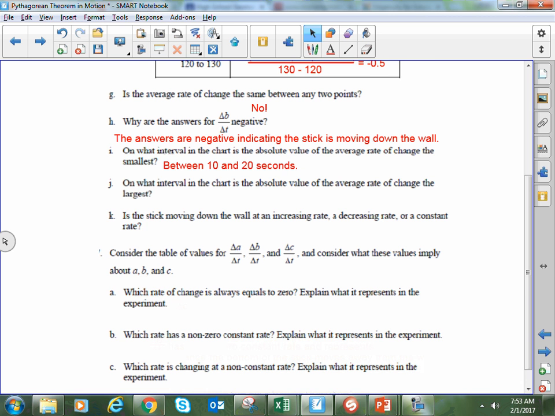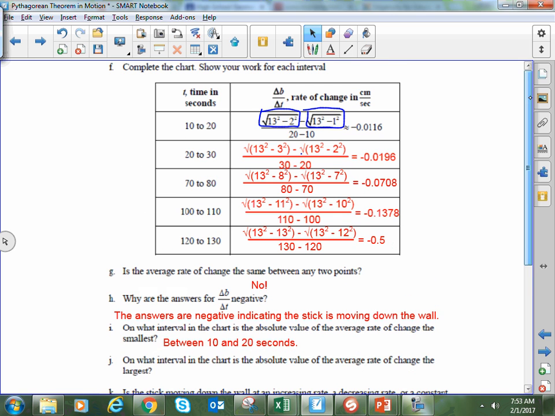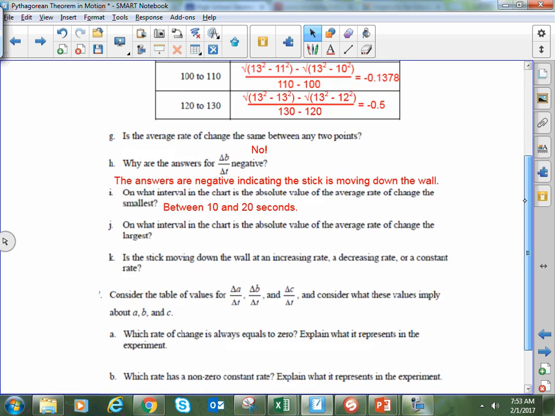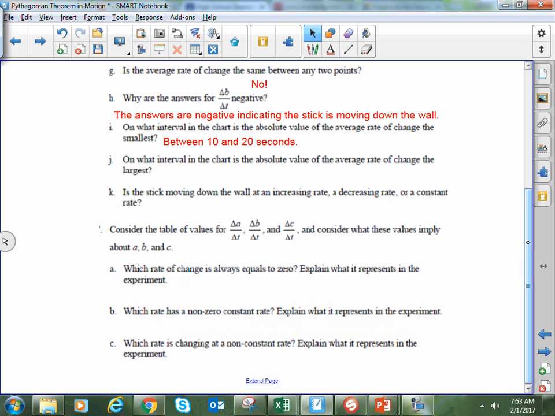On what interval is the absolute value of the average rate of change the greatest or smallest? Well, the biggest difference is between 10 and 20 seconds. Or actually, no, the biggest rate of change is between 120 and 130 seconds. So that should be amended. Oh, wait, I read the wrong question. The smallest, yes, this is correct. The smallest is between there, and the largest is between 120 and 130.